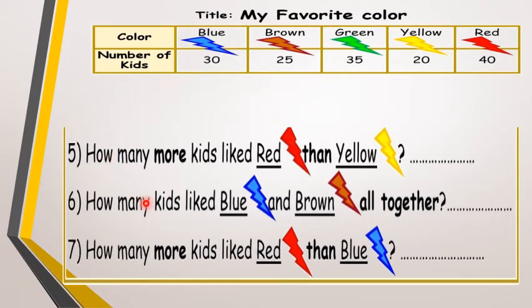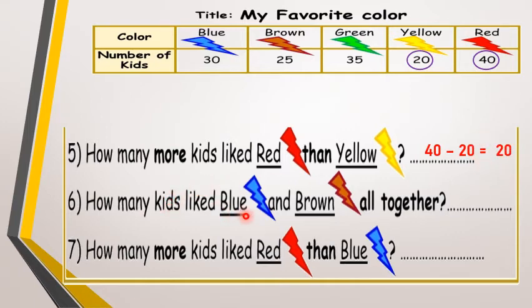Here I want to answer these questions. How many more kids like red than yellow? So I will use the table to answer this question. When it tells me how many more, I want to subtract. So I will take away the number of kids who like yellow from the number of kids who like red. So 40 minus 20 equals 20.